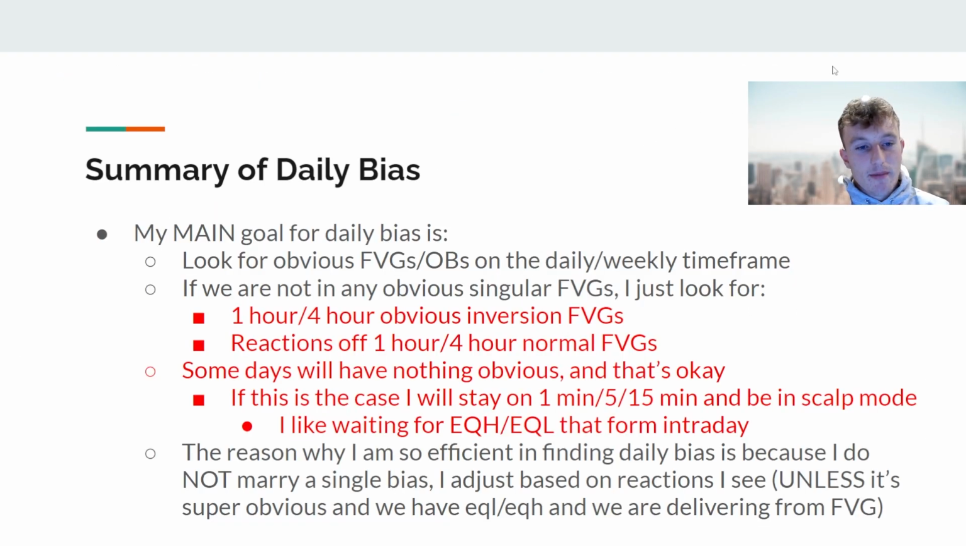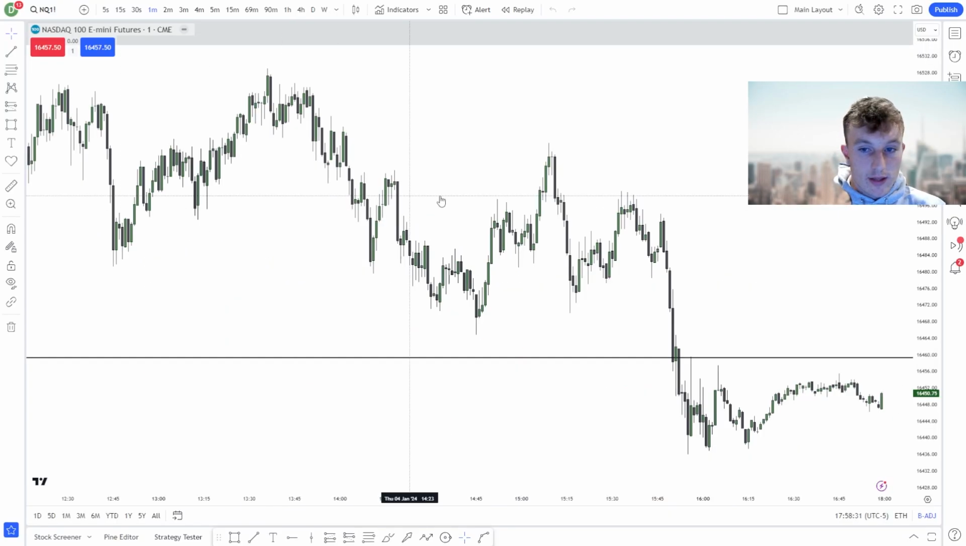So summary of daily bias is this. My main goal for daily bias is this. I look for the obvious fair value gaps and OBs in the daily and weekly, and if it's not singular, I go to like the hourly or 4 hour for the obvious one. So an example of me doing that would actually be this.